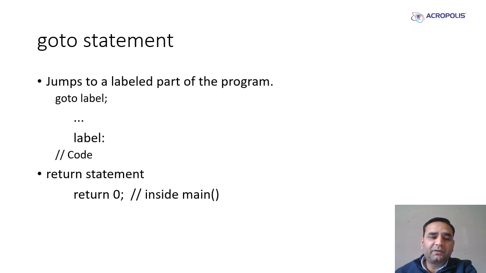The goto statement is used whenever we want to jump to a label. Sometimes we want to transfer the control to another label, so we can have labels in our programs, and we can use the goto statement to jump to those labels. Then we have return also. This is used to return any value within the function. Generally we use this inside the main function.